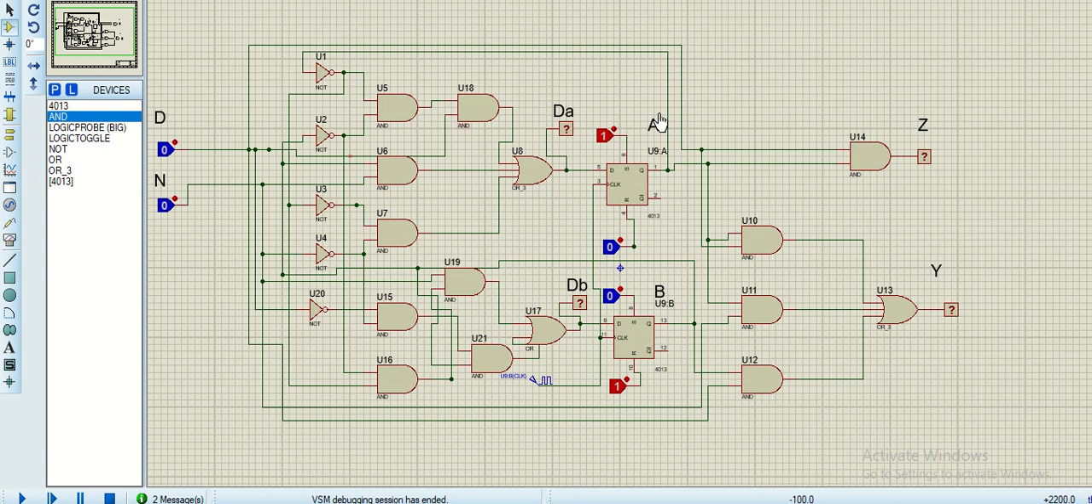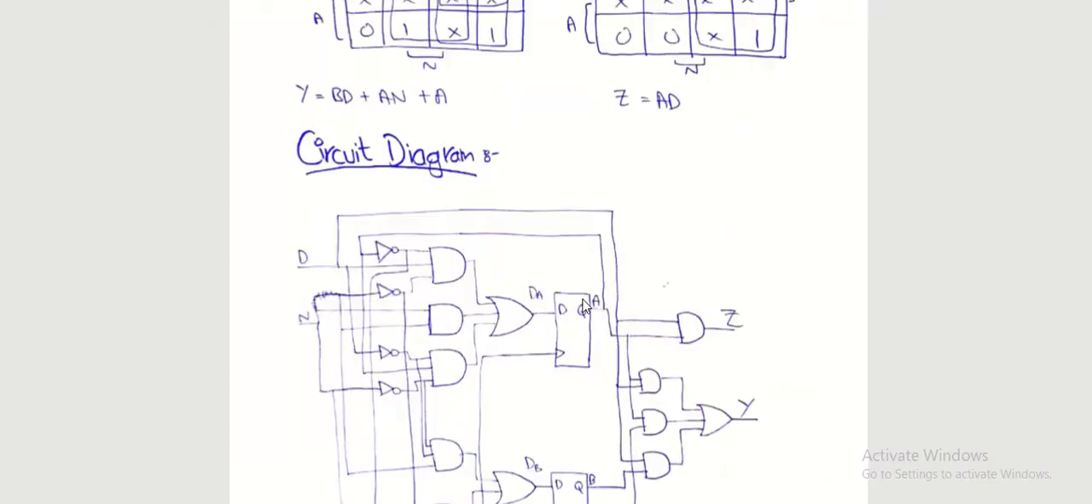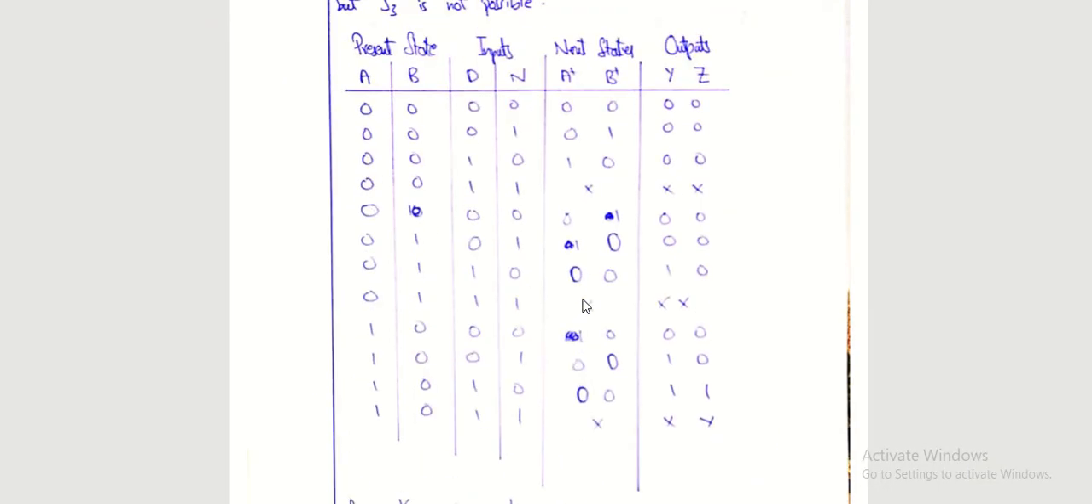Now for the first input, where we have all of them equal to 0, the outputs Y and Z both will be equal to 0. Here you can see, when A and B are 0, the next states are also 0, D and R are also 0, and Y, Z are also 0. So we will just verify a random value from this state table.